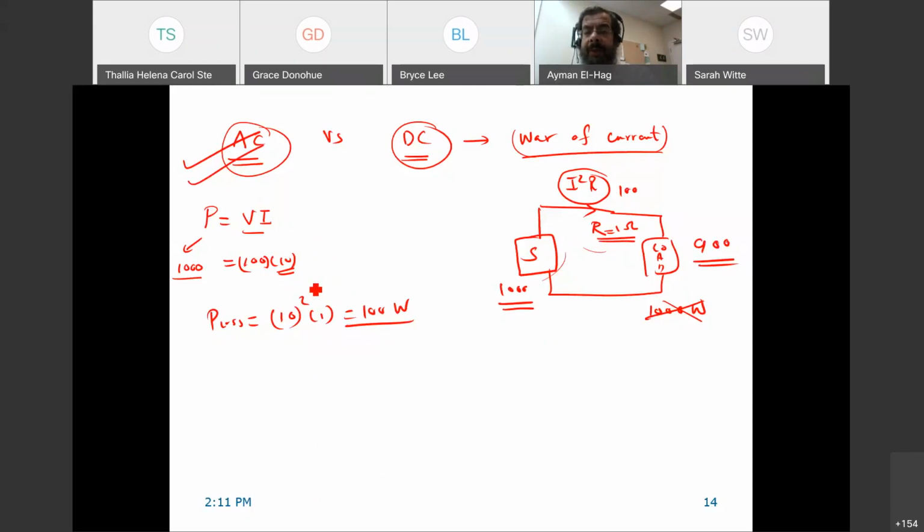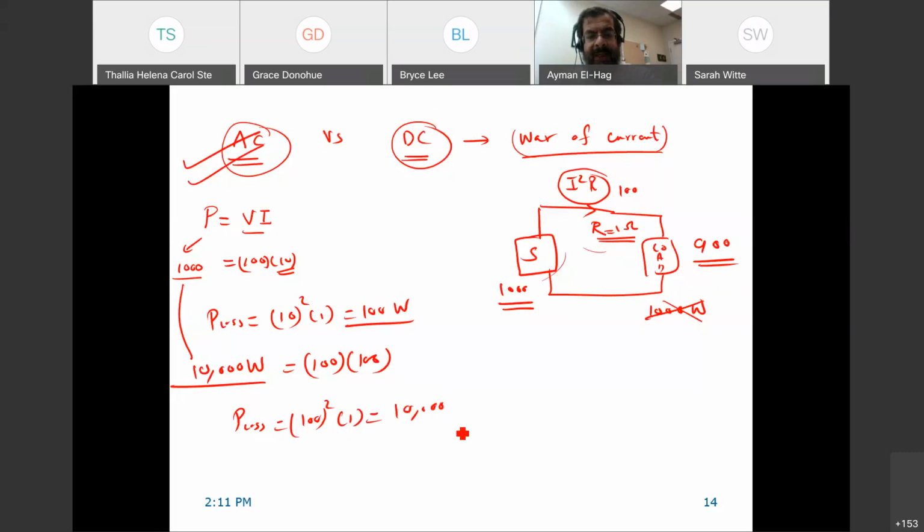This problem becomes worse and worse once you start to increase the power. So if, let's say, instead of 1000 watts, I want to send 10,000 watts, the voltage is 100, and the current now becomes 100. Now if I want to see the losses, P loss is 100 squared times 1, which is equal to 10,000. So basically all the power I produced becomes a loss. I lost all of it. I have nothing reaching here. So I cannot transfer a huge amount of power.